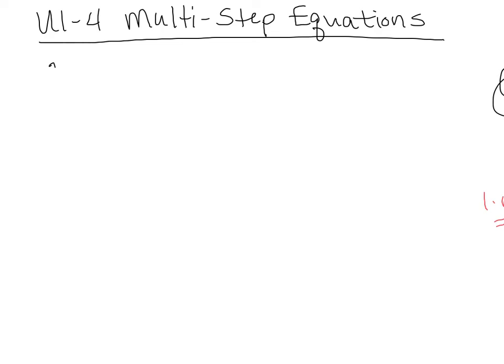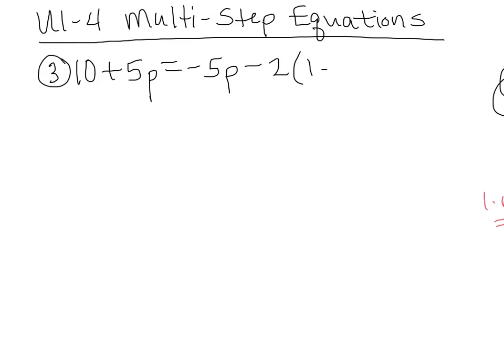Now let's add a few extra steps. In example 3, we've got 10 plus 5p equals negative 5p minus 2 times 1 minus 3p. We're going to follow the same steps as the previous examples, but we do need to get rid of the parentheses using the distributive property first. So I will definitely start here. I will distribute that negative 2. Remember that that minus sign makes the 2 a negative.